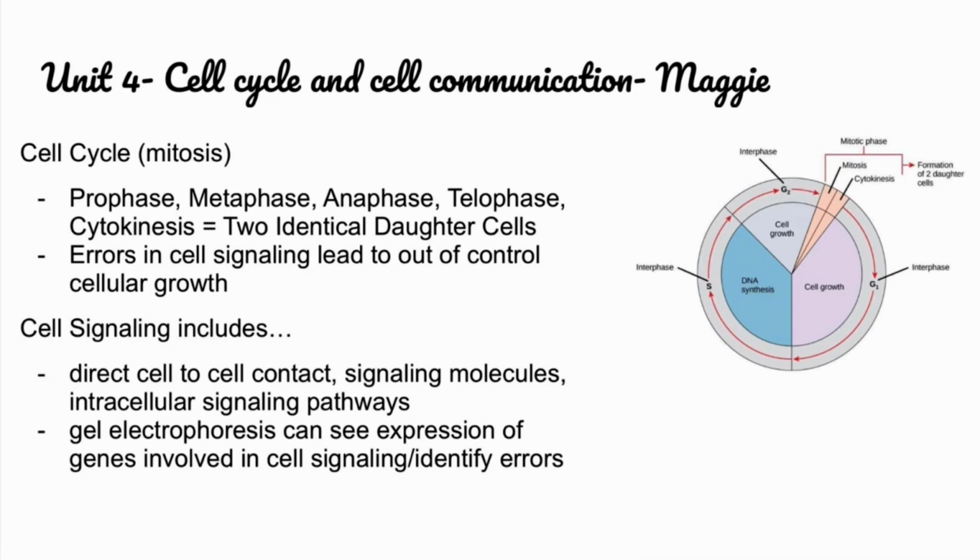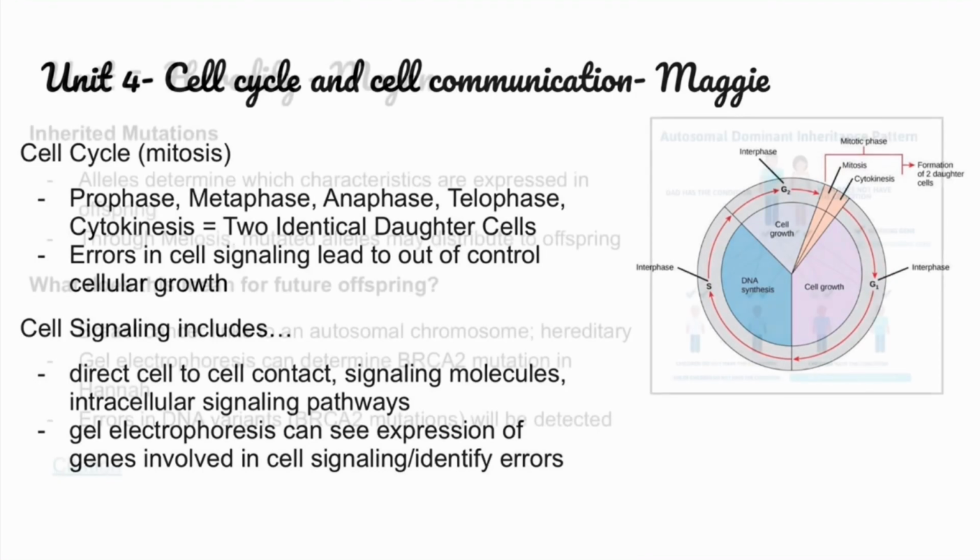So if there's an error in the production of a signal that allows the cell to stop production of the cell, then through electrophoresis, it can show which gene was hindered and pinpoint what's actually going on.